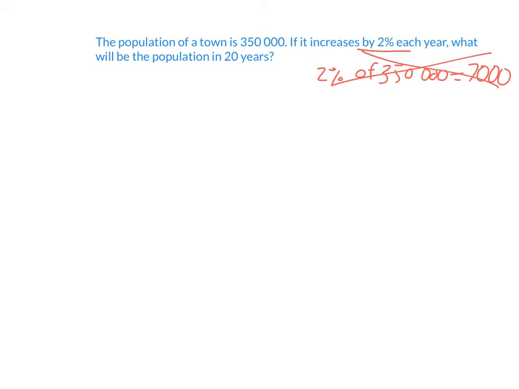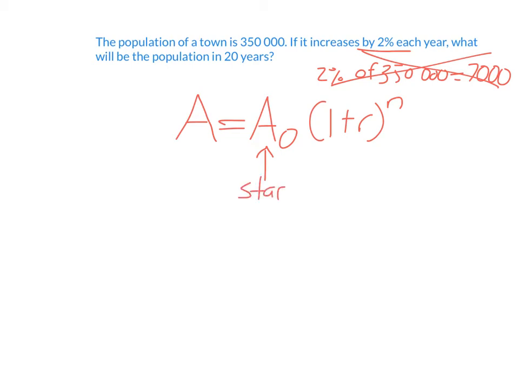So we can use a similar formula to that for compound interest. So this is the general formula for exponential growth. So A, what you're trying to find, is A0 times 1 plus R to the power of n. So here A0 has the same meaning as P did in interest, the principal. It's how much you start with. Again, R is the rate.